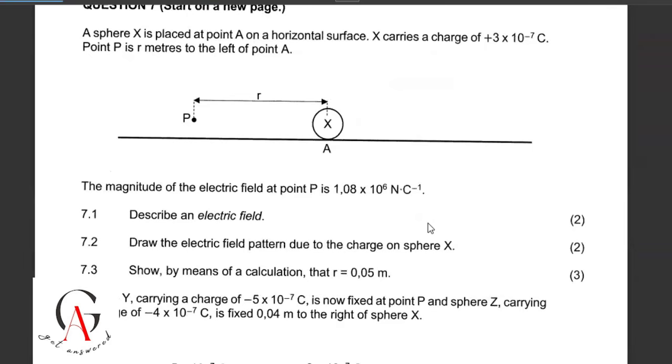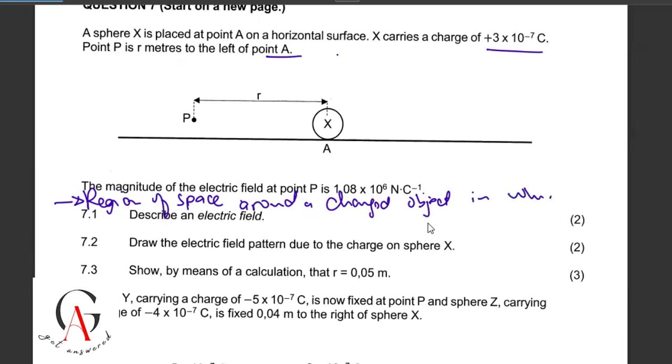Point P is R meters to the left of A. Okay, then describe an electric field. So this is basically a region of space that is around a charged object, in which another charged object experiences a force. Okay, so it's a region of space in which a charged object experiences a force.